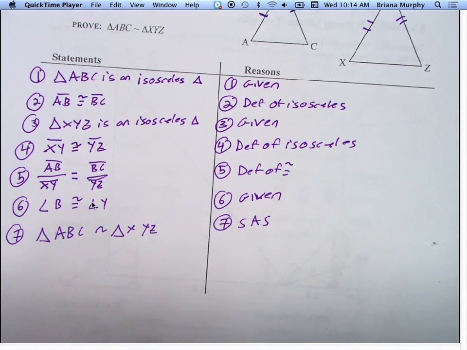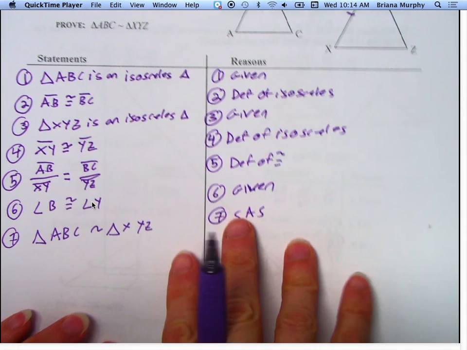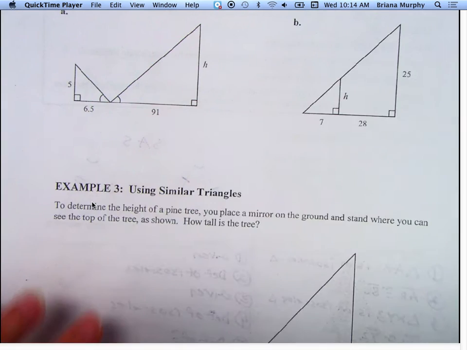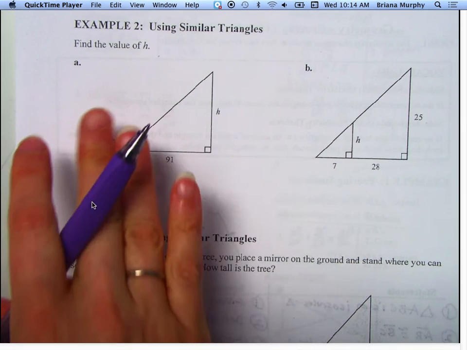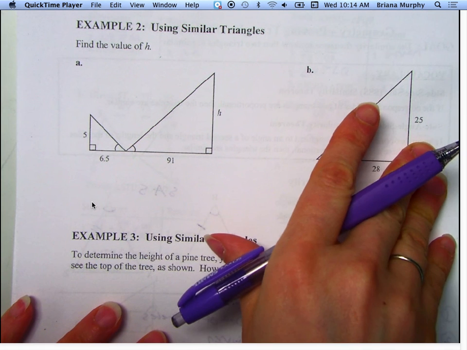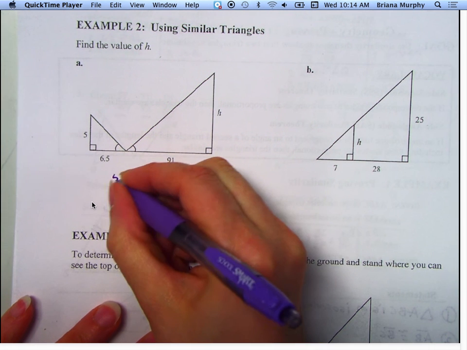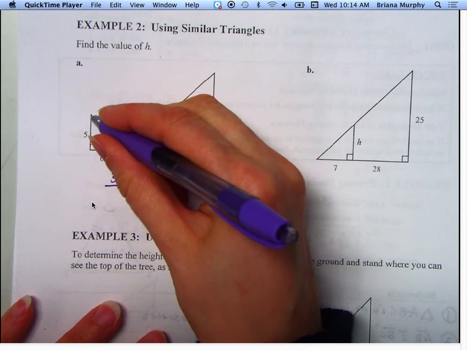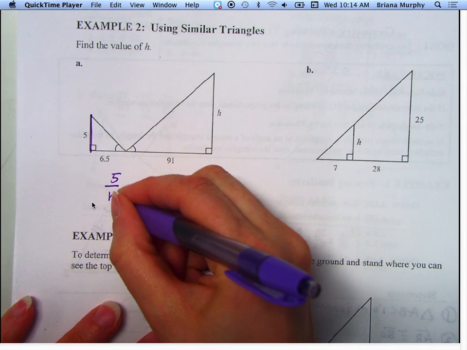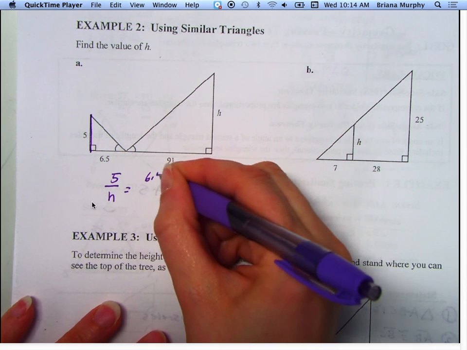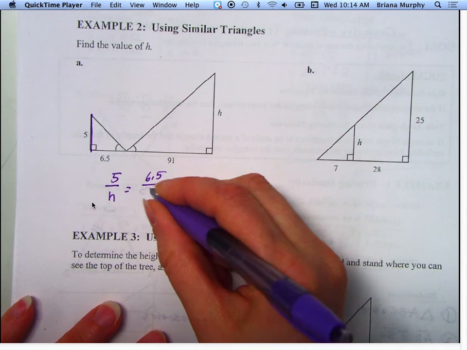Okay, so we're going to turn it over, and we're just going to solve for an unknown side. So I'm going to do A, and then I'm going to have you guys try B, okay? So I'm going to do 5 over what? What would go with 5? H. And I'm going to go 6.5 over 91.